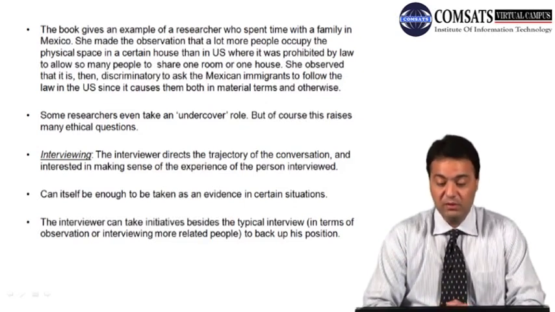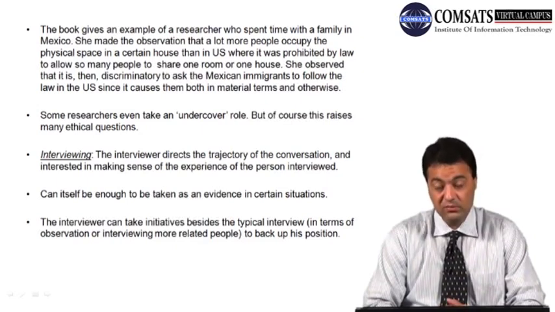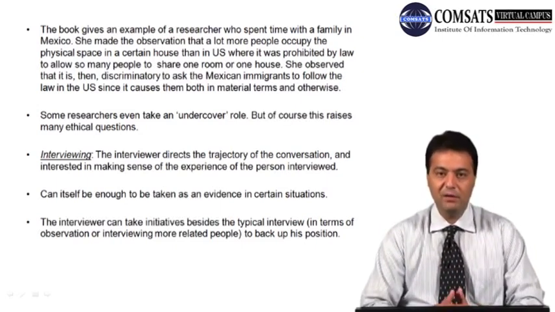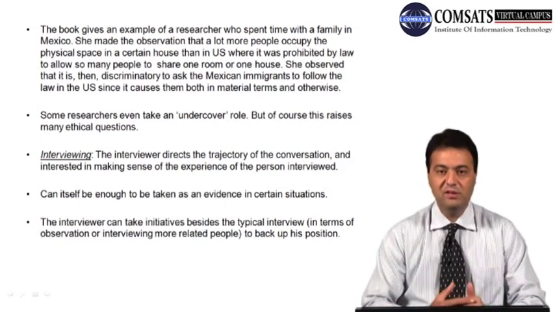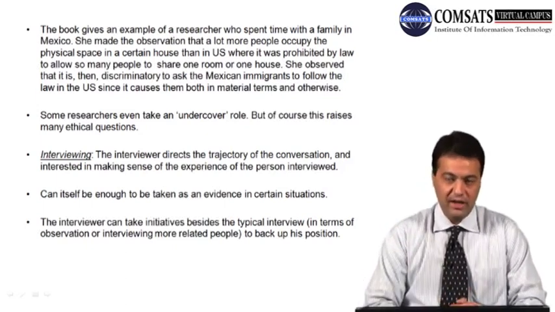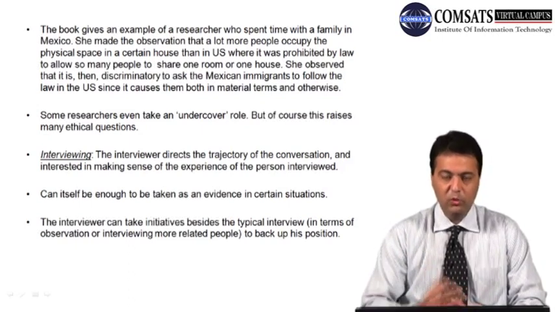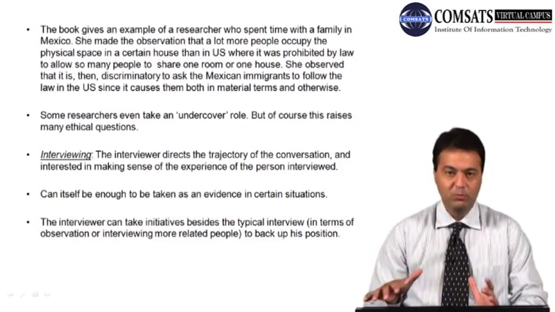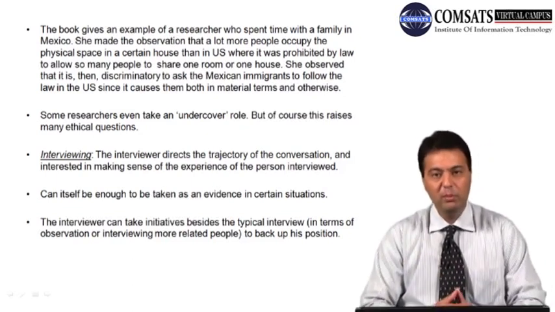Discriminatory to ask the Mexican immigrants to follow the law in the US since it costs them both in material terms and otherwise. So the Mexican families are quite like our families in the sense that those are combined family systems. A lot more people tend to occupy physical space in one room or one house than what people in the United States are accustomed to.